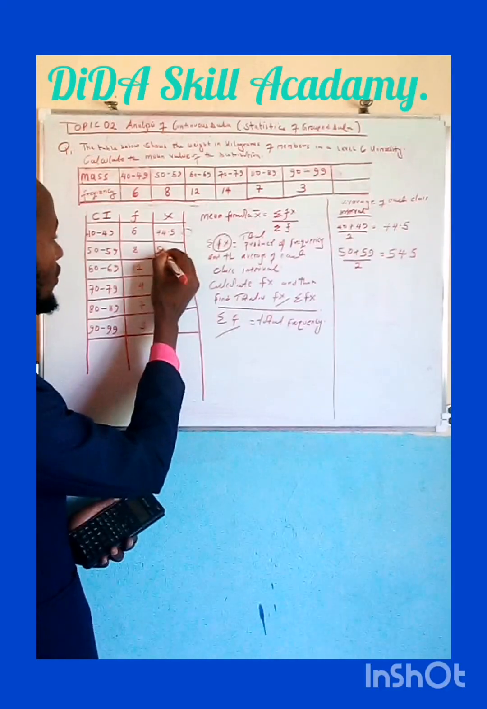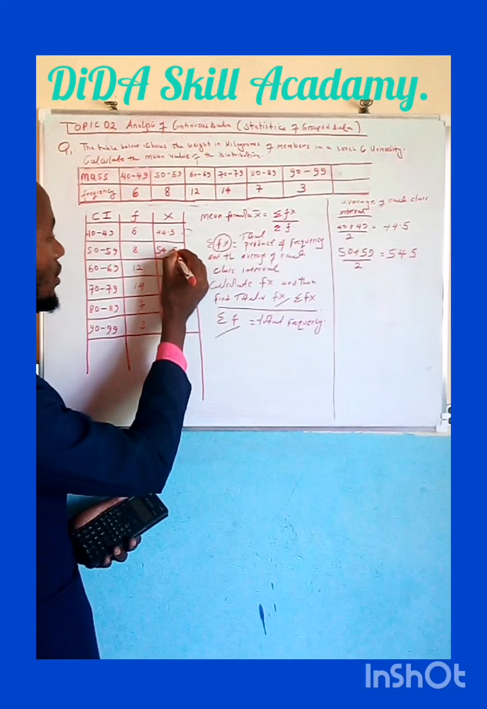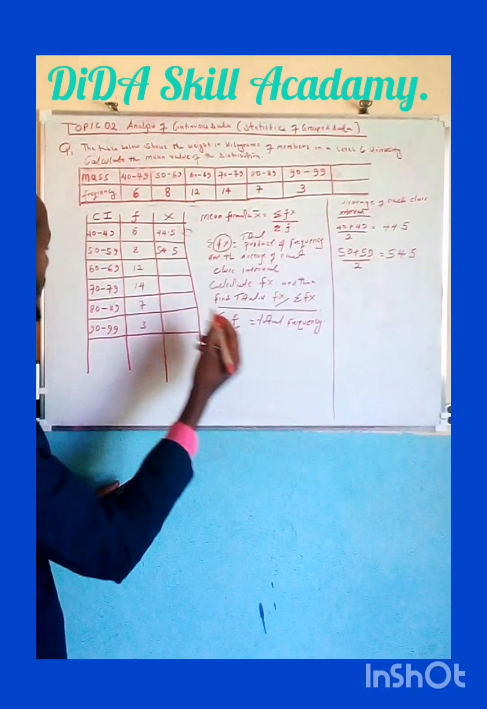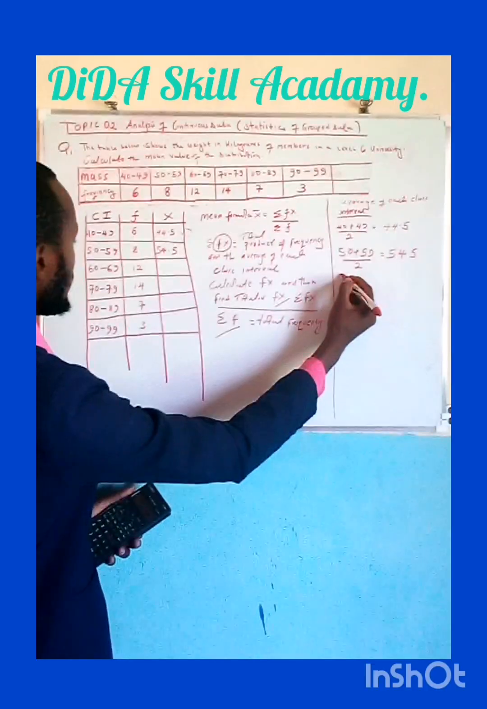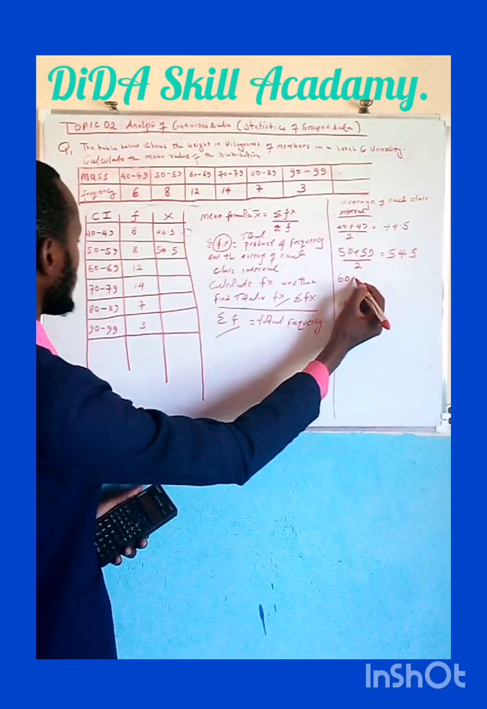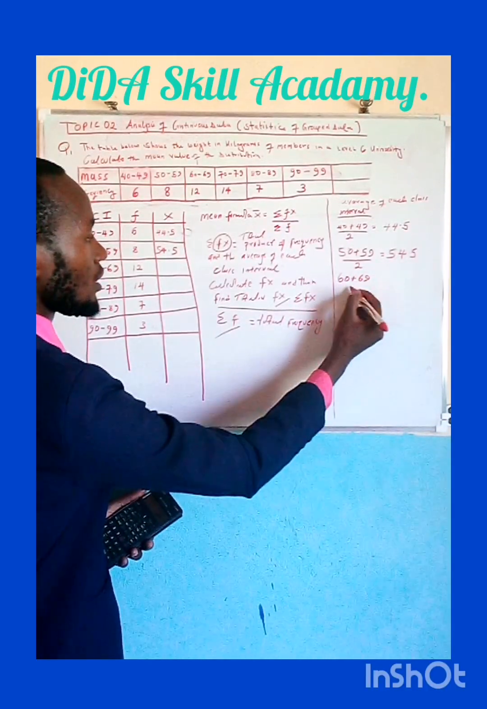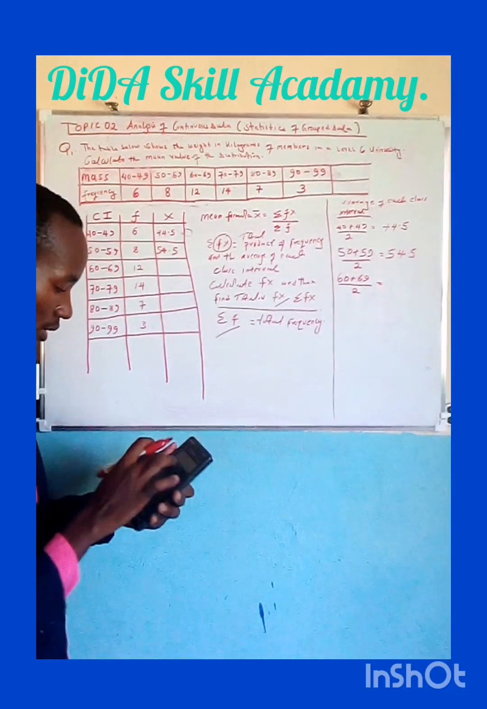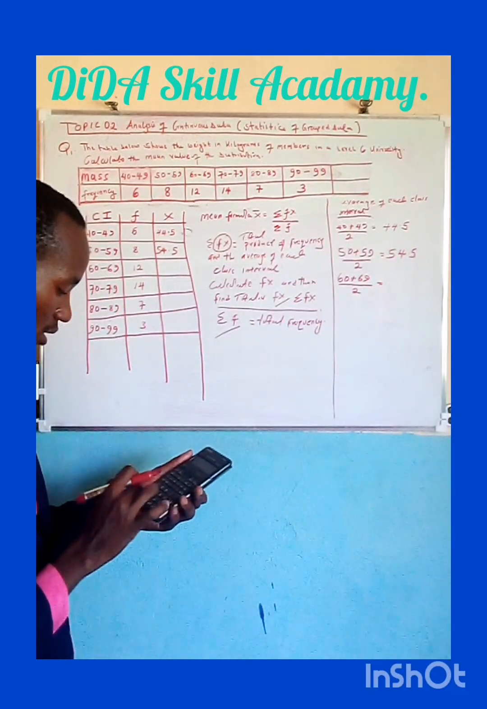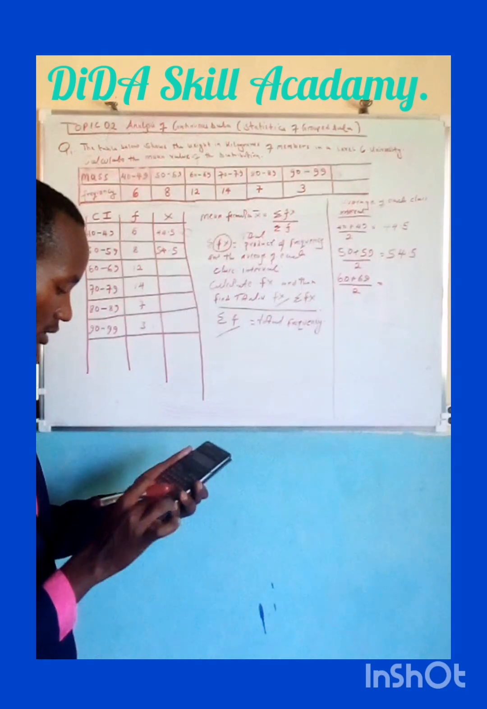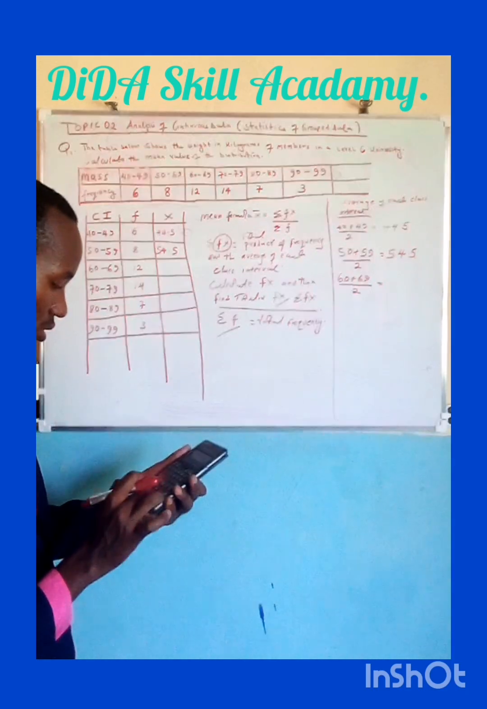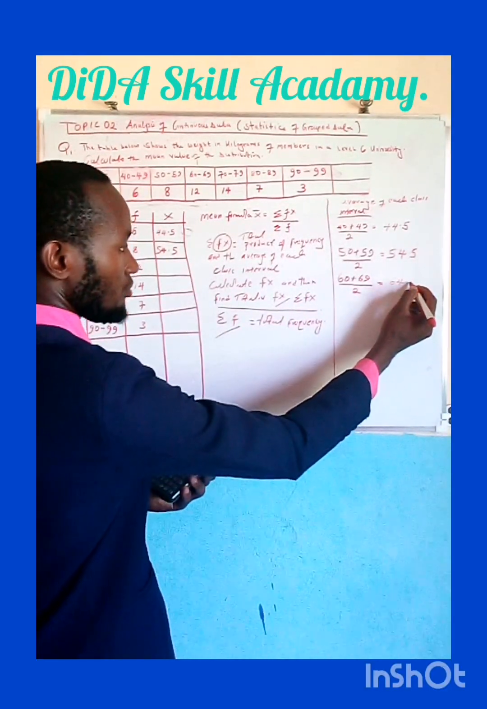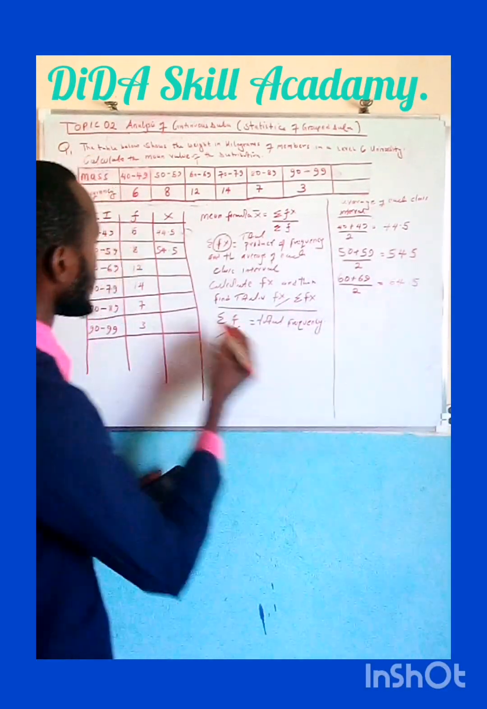So here we have 54.5. Now that class interval, which is 60 plus 69 divided by 2, we will have 64.5.